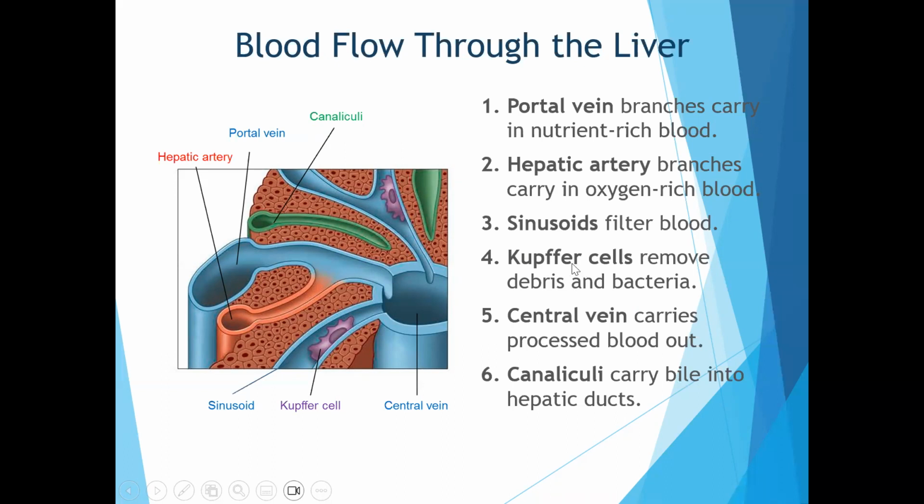We have our Kupffer cells. They're kind of like the defense system. They're going to remove our debris and bacteria. And then everything ends up meeting in the central vein where blood can be fully processed and carried out. And then, like I said, you have these green guys here. That's your canaliculi, and that's going to carry the bile from the hepatocytes into the hepatic ducts, which eventually lead to the gallbladder that stores our bile.